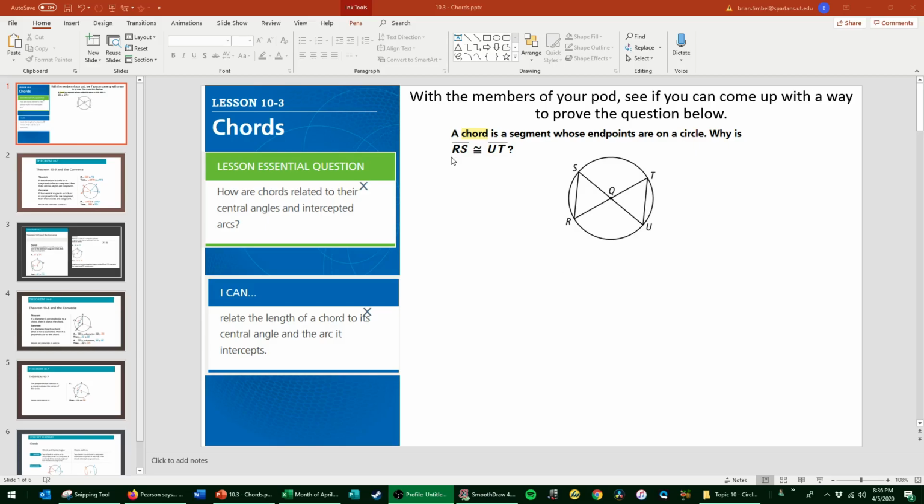The question here, just for review, why is RS congruent to UT? Well, RS and UT are congruent because the radii that form them or have endpoints in common with them are congruent, and by the reflexive property, the central angle is congruent on both sides. So we have a side angle side situation and a side angle side situation. So these triangles are congruent, so these line segments are also congruent.